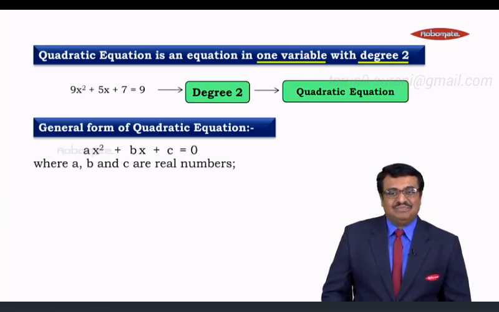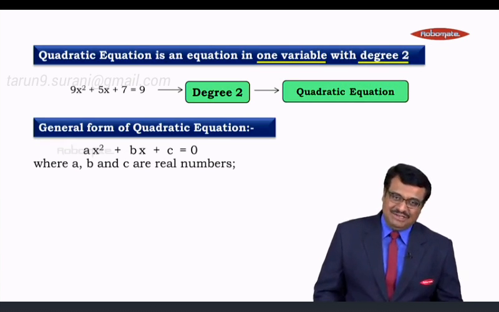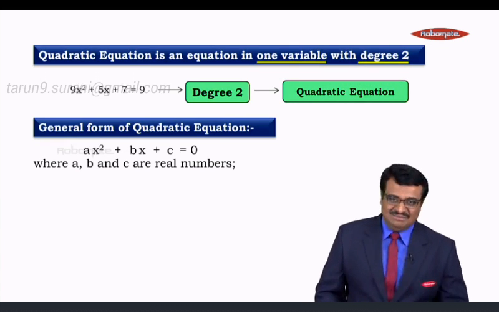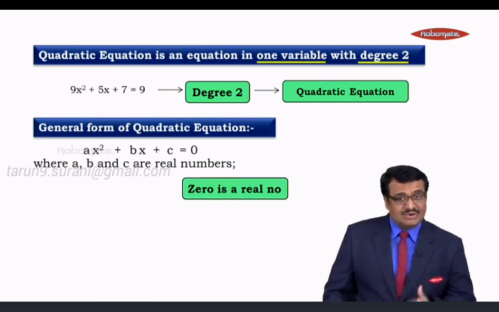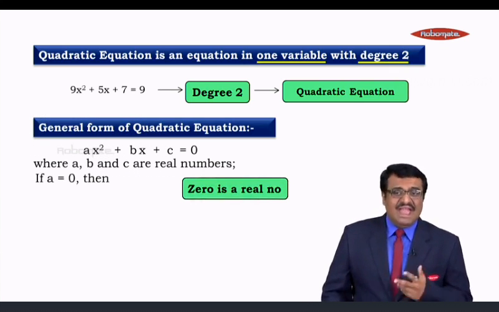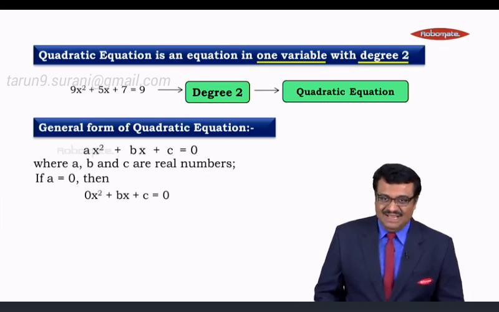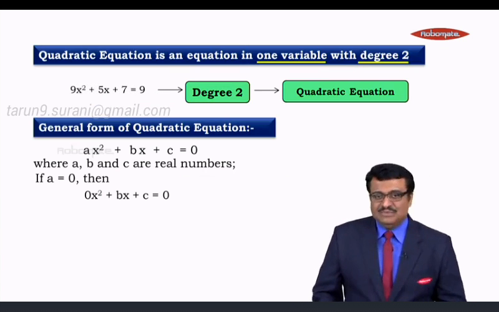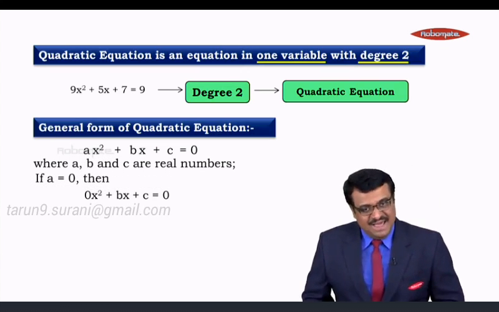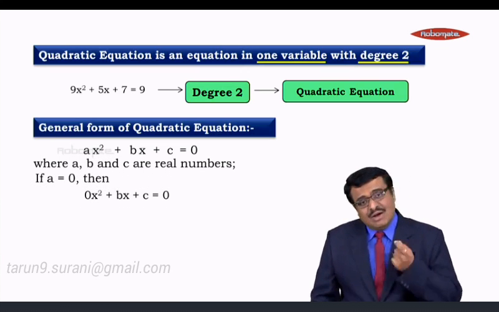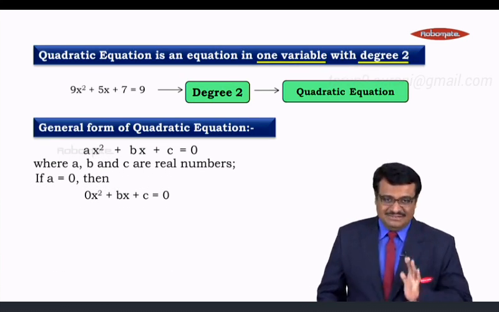Now, what can we say about a, b and c? These a, b and c are all real numbers. 0 is also a real number. If a is equal to 0, what happens? Let us see. In the place of a, just put 0. So what do you get? 0x square plus bx plus c is equal to 0. So 0x square means what? The entire term goes away. So what are you left with?